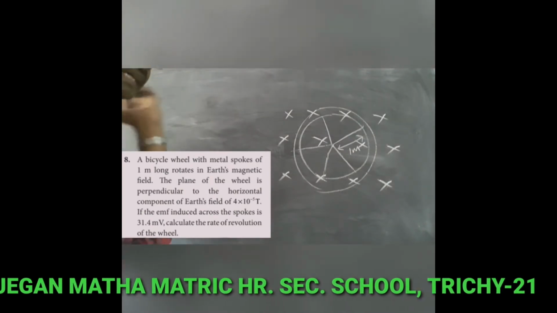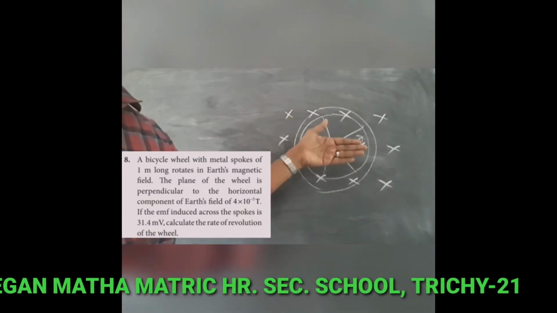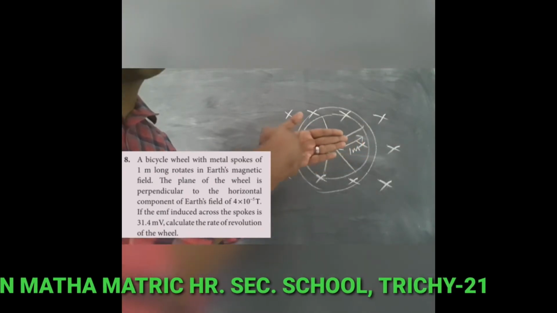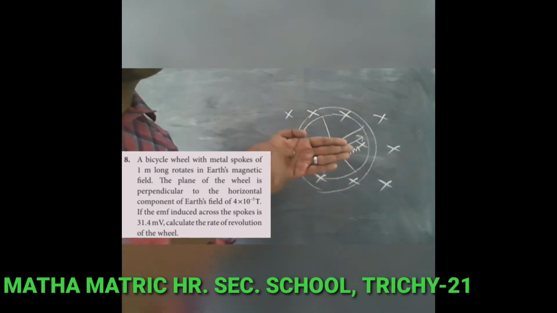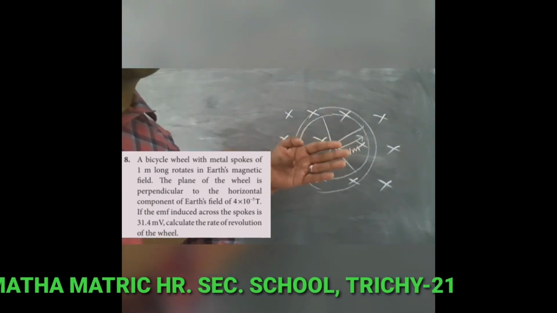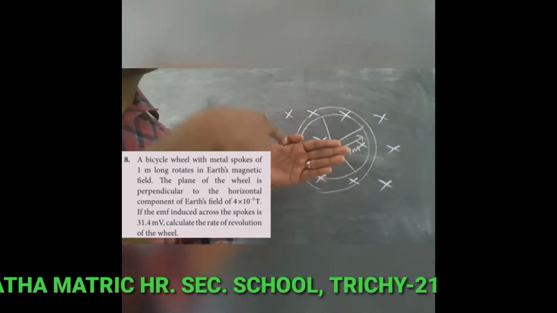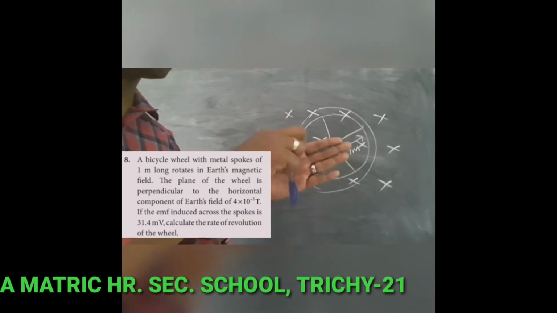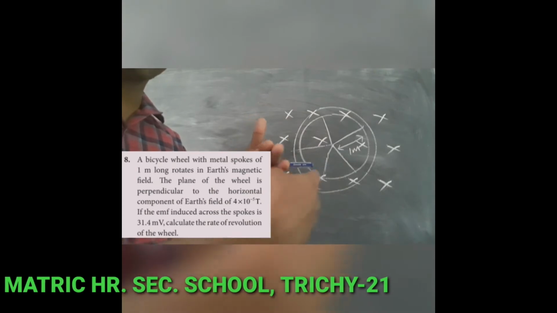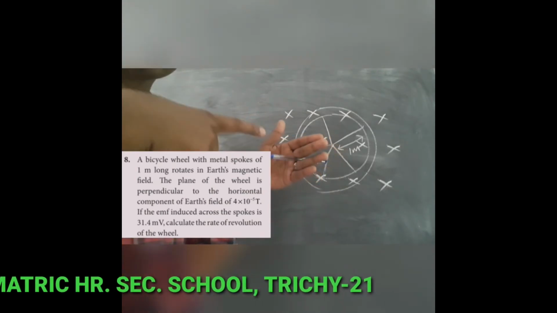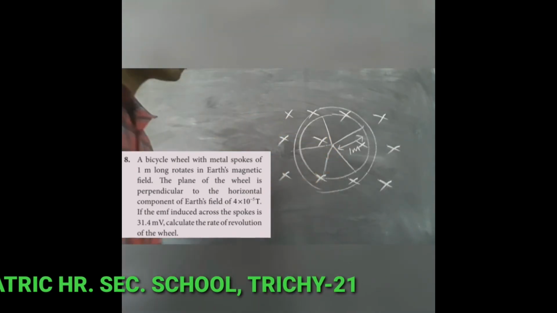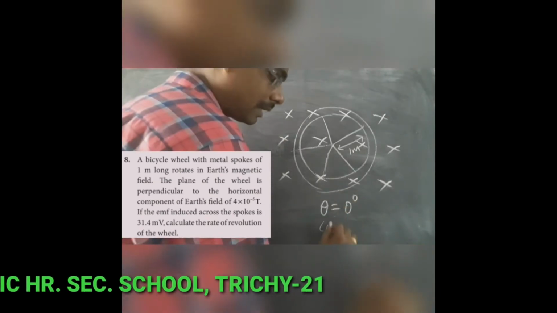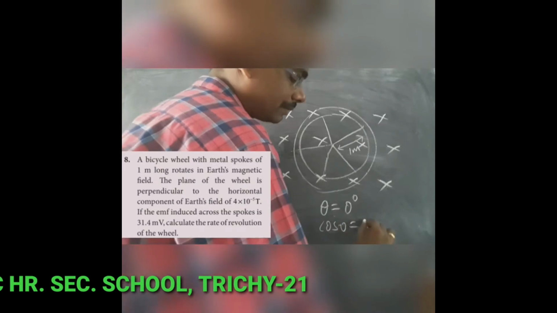First of all we have to find the angle. So the plane of the wheel is perpendicular to the magnetic field. So it is acting like this. If it is a wheel, it is acting into the wheel. So what will be the angle? The angle we want to take is between the magnetic field and the normal to the plane. So the normal to the plane means it will be like this, a perpendicular line. The same direction, the magnetic field is also going to act. So what will be the angle? Angle will be equal to 0 degree. Then cos 0 is equal to 1.